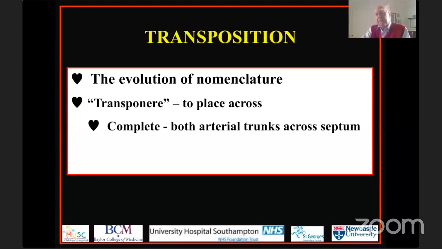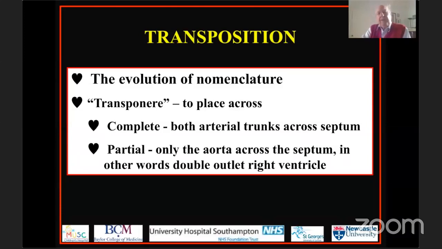And so if we look back at the way nomenclature has evolved, at one time transposition was considered to be complete when both the arterial trunks were placed across the septum. In other words, origin from inappropriate ventricles, which we've already said is the most important feature. But at that time, there was also description of partial transposition, in which only the aorta was placed across the septum so that it and the pulmonary trunk arose from the morphologically right ventricle. And nowadays, of course, we call this double outlet right ventricle.